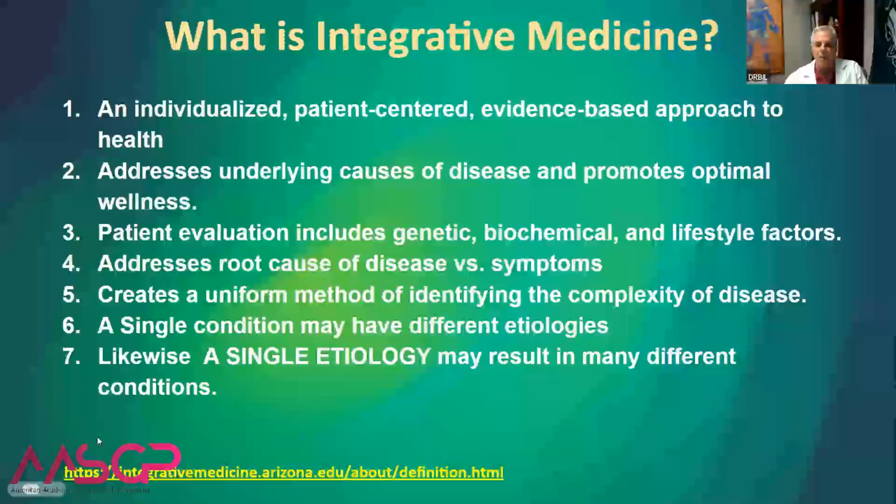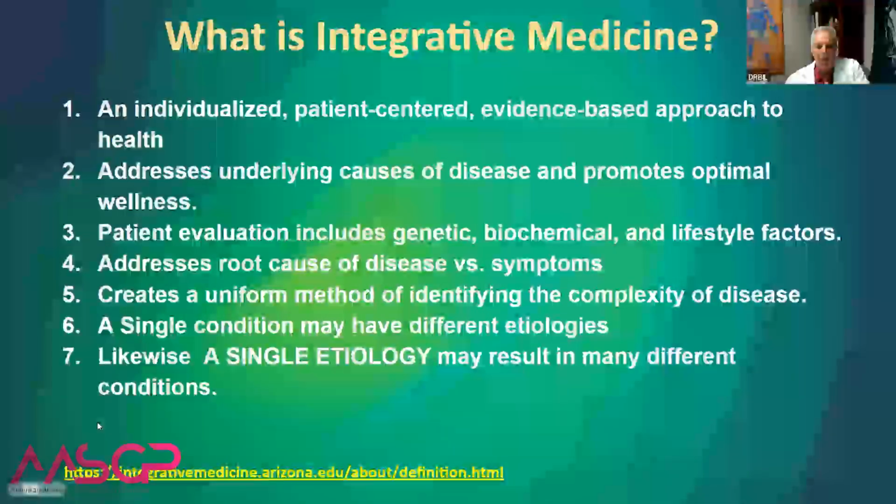I'll give you just a brief definition. I found this definition of integrative medicine on Andrew Weil's website. An individualized, patient-centered, evidence-based approach to health. It addresses underlying causes of disease and promotes optimal wellness. Patient evaluations can include genetic, biochemical, and lifestyle factors. We address root causes of disease versus symptoms. And I think these are things that we should all be doing all the time. And somehow this is considered so controversial.